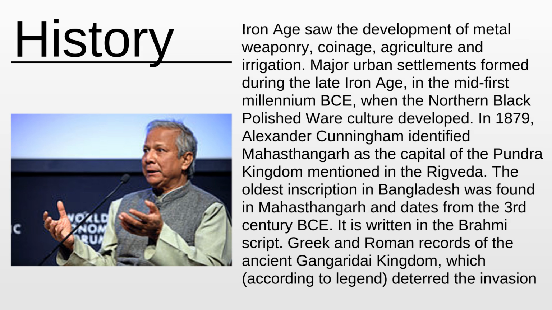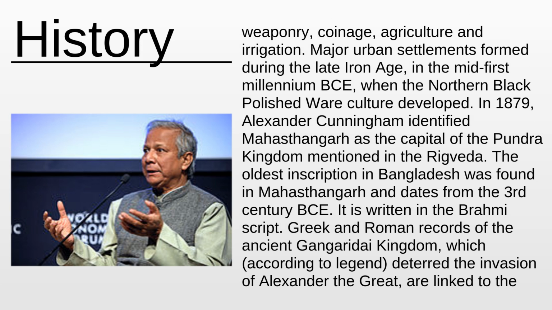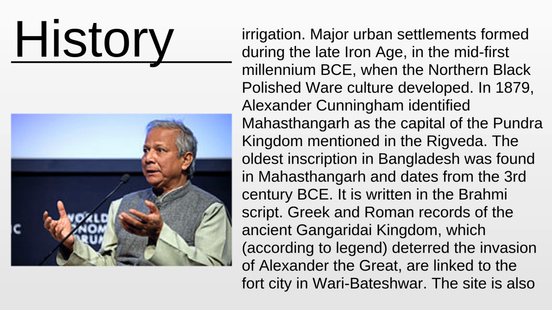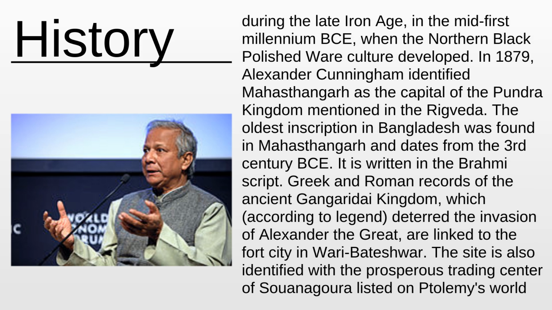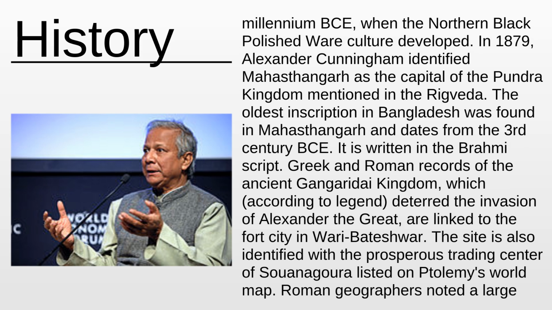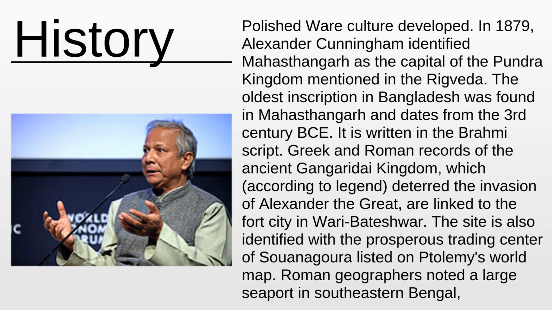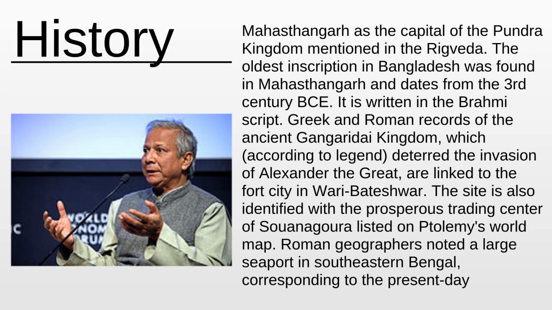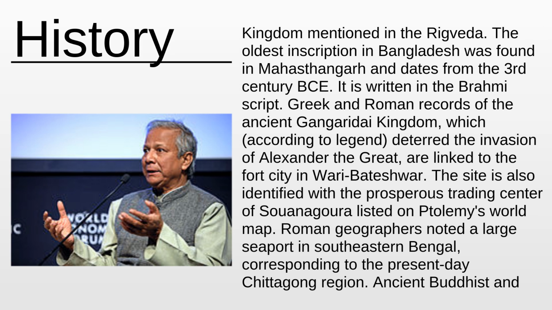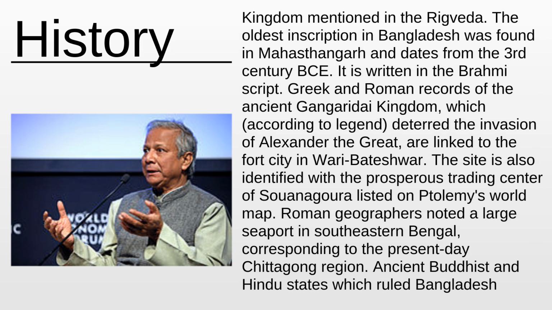Major urban settlements formed during the Late Iron Age, in the mid-1st millennium BCE, when the northern black polished ware culture developed. In 1879, Alexander Cunningham identified Mahasthangarh as the capital of the Pundra kingdom mentioned in the Rigveda. The oldest inscription in Bangladesh was found in Mahasthangarh and dates from the 3rd century BCE. It is written in the Brahmi script.